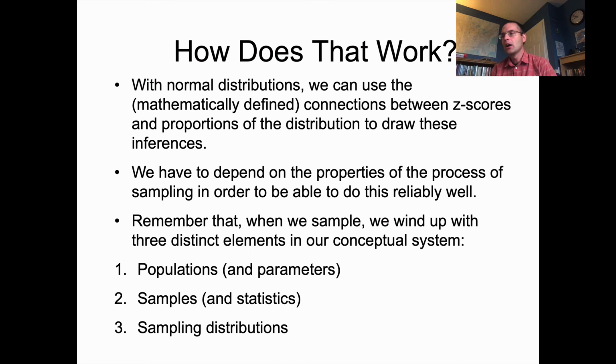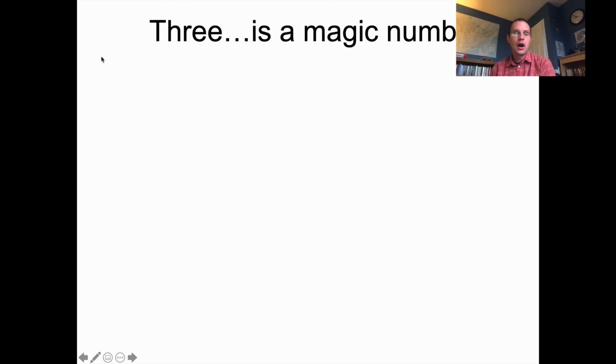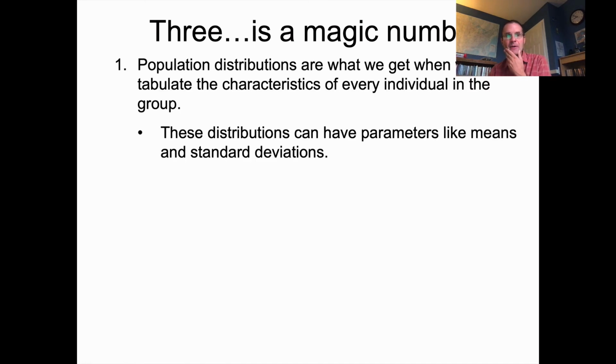And then in the process, if we do a lot of sampling of the same population, or just in general, there's a mathematical construct we can develop called a sampling distribution, which has as its individuals or items in the distribution these statistics from the samples we've taken of populations. And this third element in our system is a very meta kind of idea, but it's going to be useful because it helps us relate what we know from number two to what we want to know about number one. So 3 is a magic number.